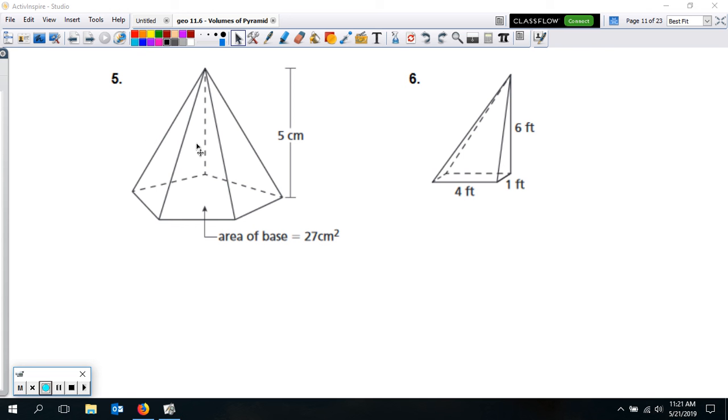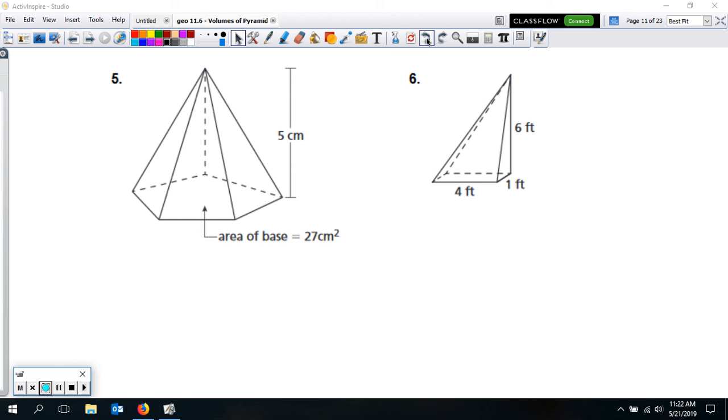So I'm going to let you try these two. Go ahead and try to find the volume of these two, and then play the video again. So go ahead and stop the video. Do 5 and 6 and then play. Alright, so hopefully you've done 5 and 6 and you're just checking your answers now.